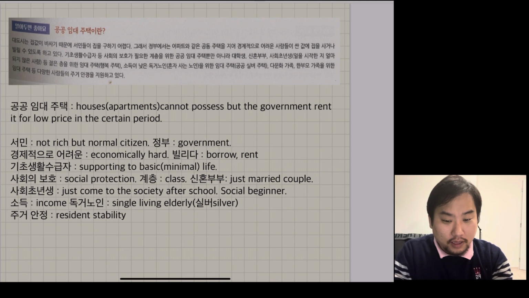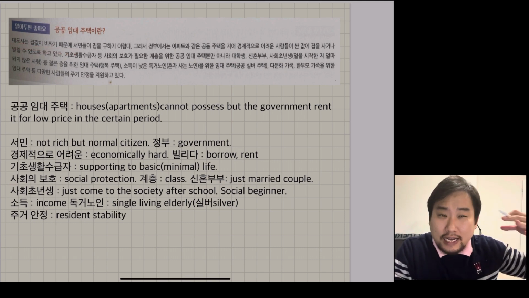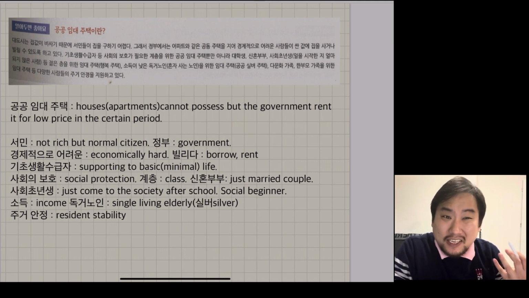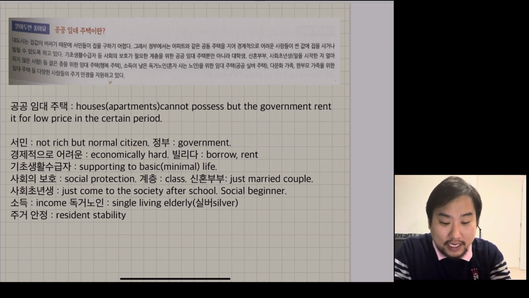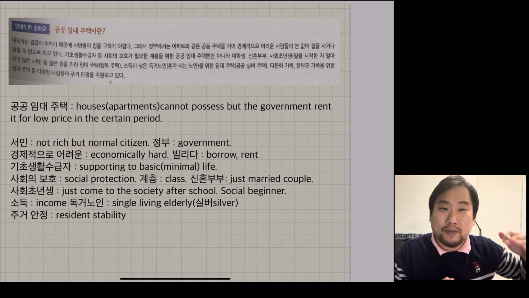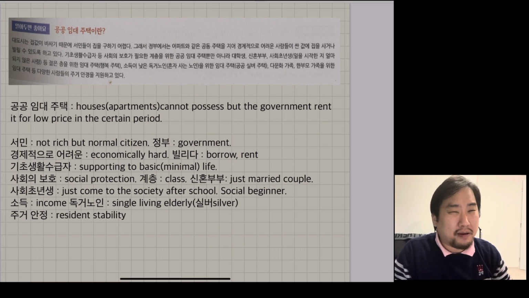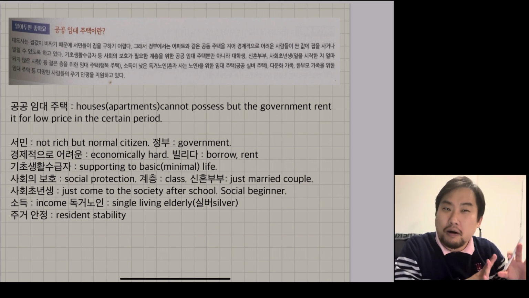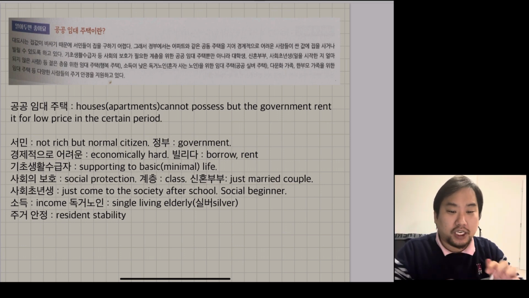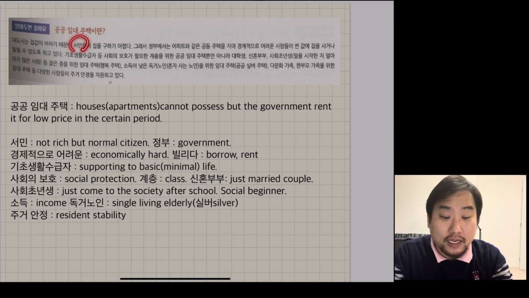공공임대주택. So 대도시는 집값이 비싸기 때문에, the house price is super expensive in the metropolitan city. 서민들. So 서민 is just civilian, but the connotation is not rich, just a normal citizen. So 서민 never means a rich person, like a Samsung family. We never describe them as 서민. So 서민 is a normal person, at least not rich. So for the 서민, it's difficult to possess one's house.